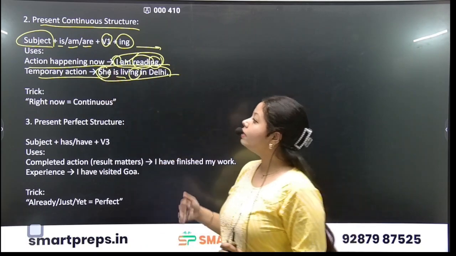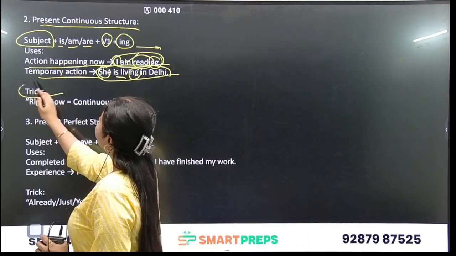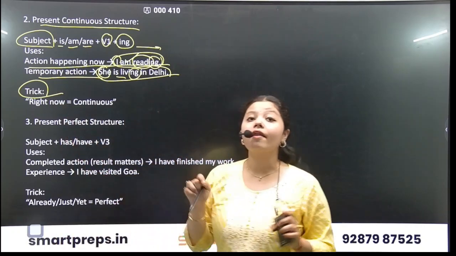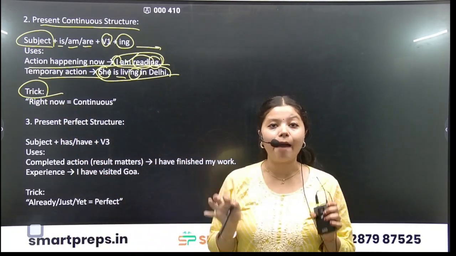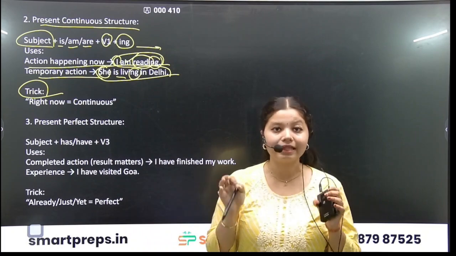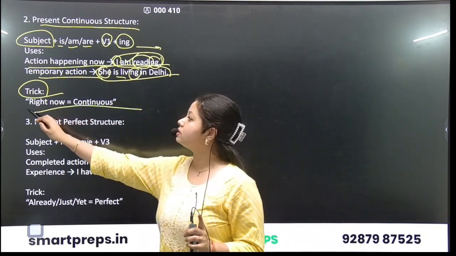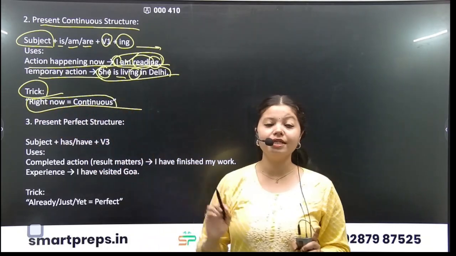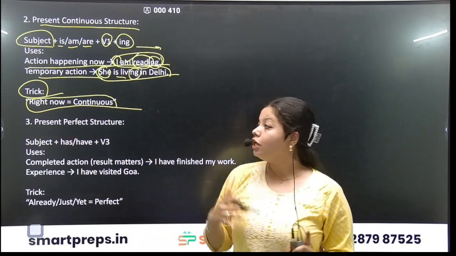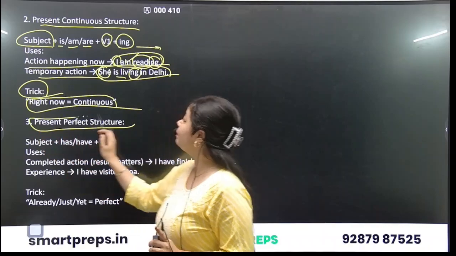So the trick for present continuous tense is what? Right now. Any action which is happening right now, ongoing at this moment, that is when we will use the present continuous tense, with ing. Now let's move on to the present perfect structure.